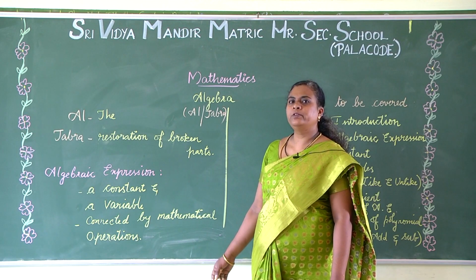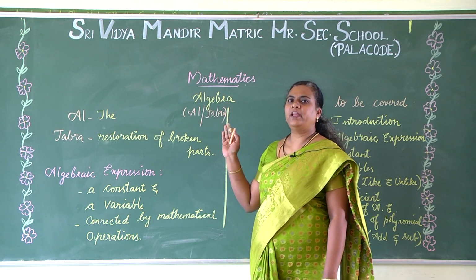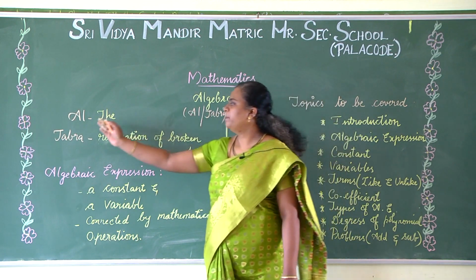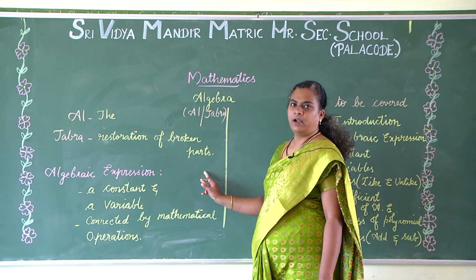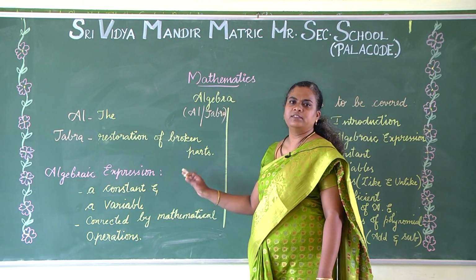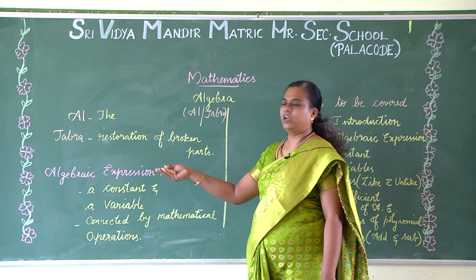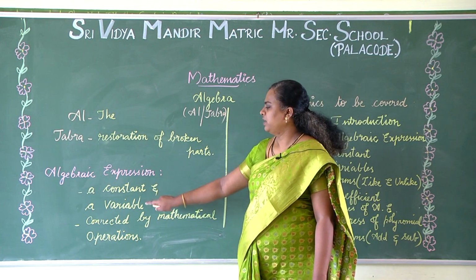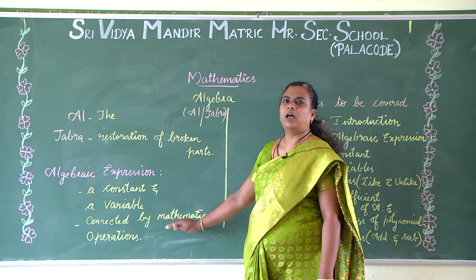Now we are going to discuss the basic concept of algebra. The word algebra is derived from the Arabic word al-jabra. Al means the, jabra means restoration of broken parts. Algebraic expression is a main concept in algebra. Next we move to the definition of algebraic expression. A combination of constants and variables connected by mathematical operations is called an algebraic expression.